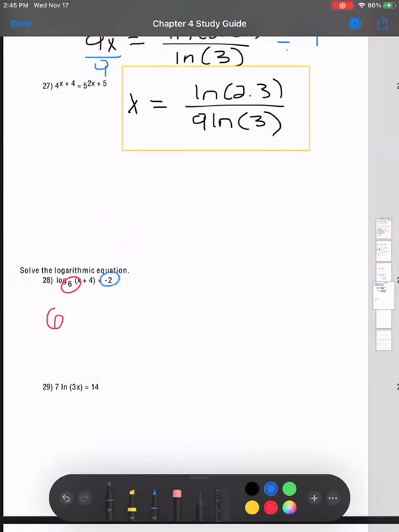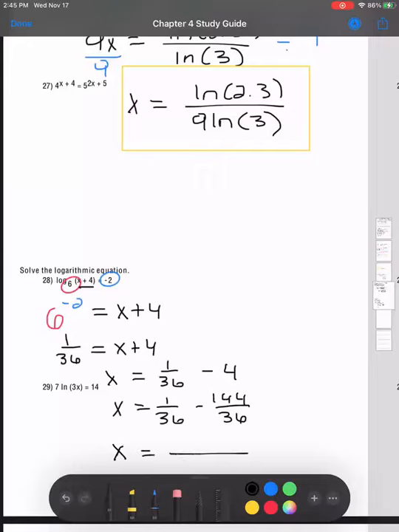So then you have x equals 1 over 36, and you're going to turn this into a fraction. So you're going to have minus 144 over 36. Where I got the 144 from is that 4 times 36 equals 144. And then you're just going to subtract, and you're going to get negative 143 over 36. And then that is your final answer for 28. Okay, so then we are going to move on to 30.